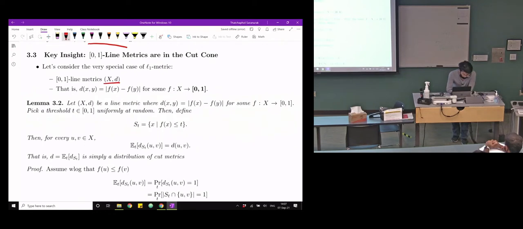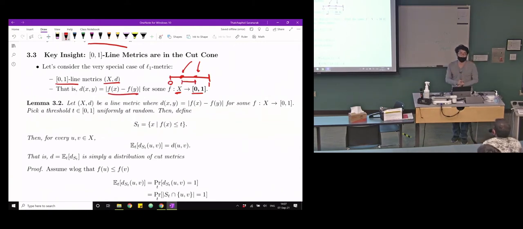I call XD a 0, 1 line metric if basically there is a mapping F that maps all points in X to between 0 and 1, and the distance between 2 points is just the distance within this interval. All right. So you can see that this is just a special case of line metric, which is in turn a special case of L1.